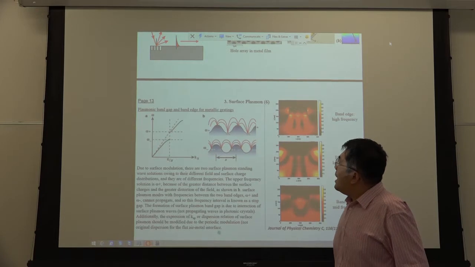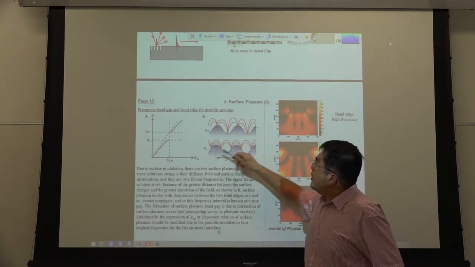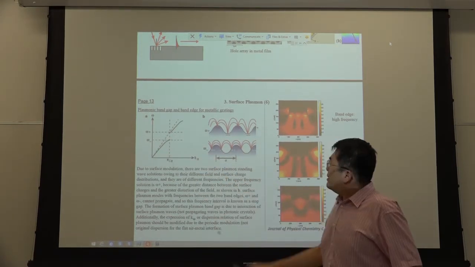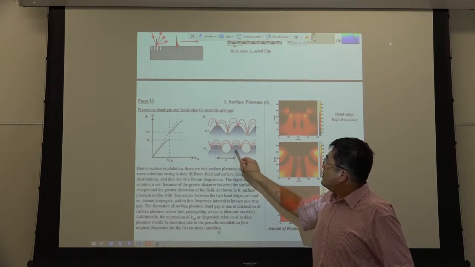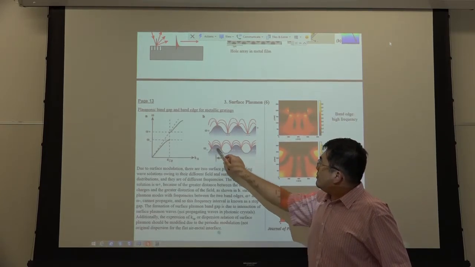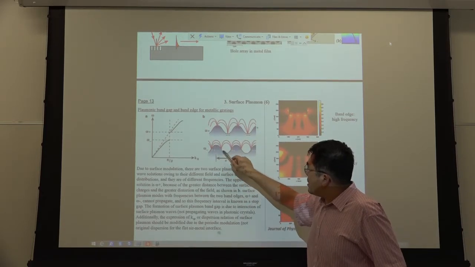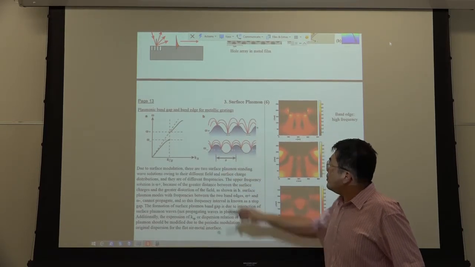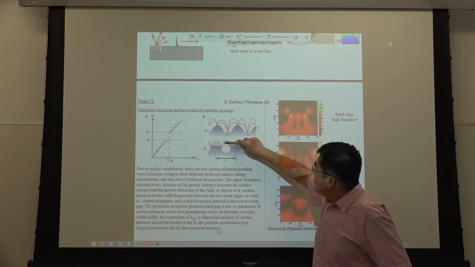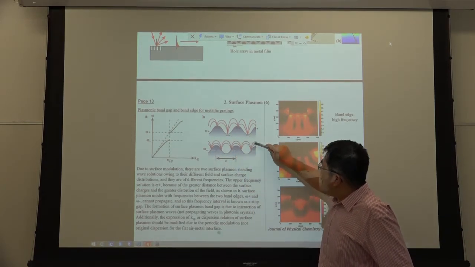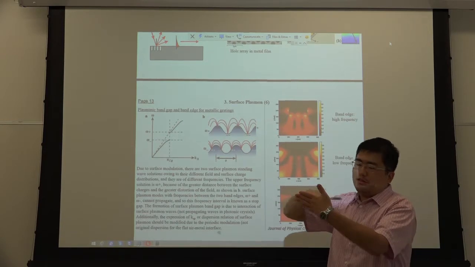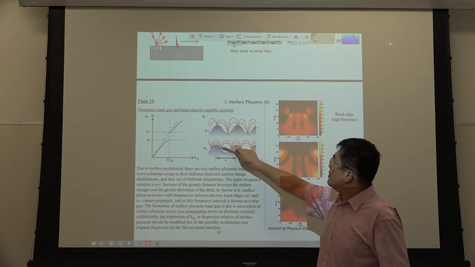You can see, as they have the lower band, omega minus, with positive and negative, this is a surface charge distribution, it's polarization charge. You can see the field is something like this. This field is quite similar to a flat surface.